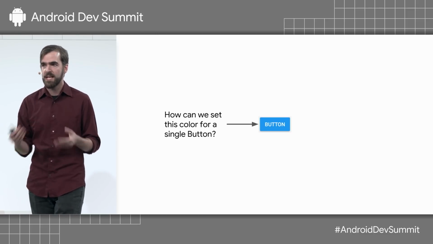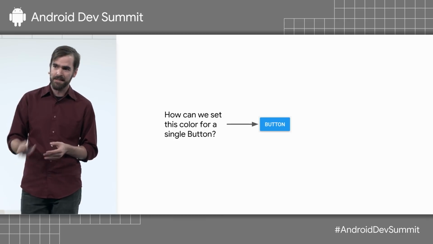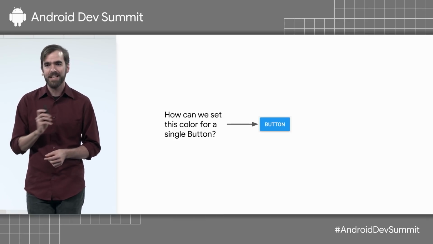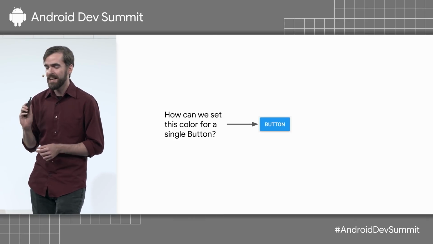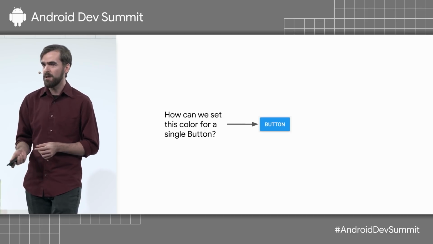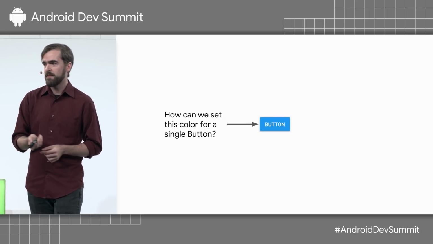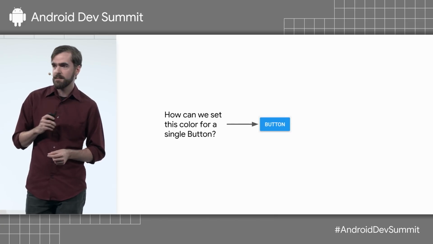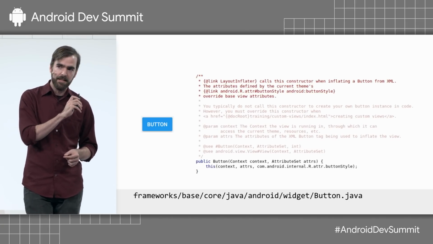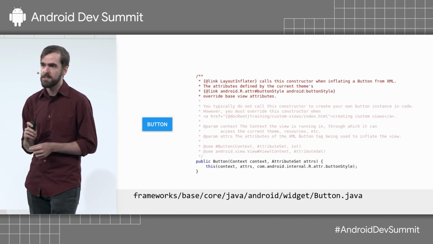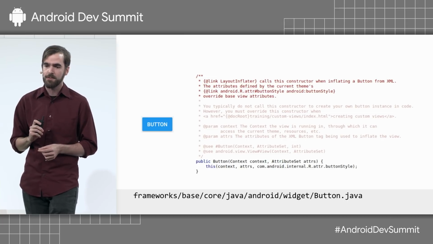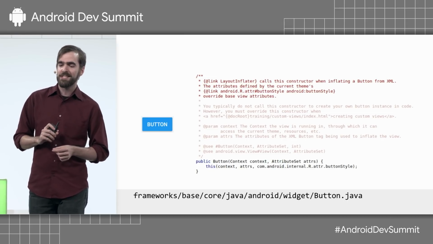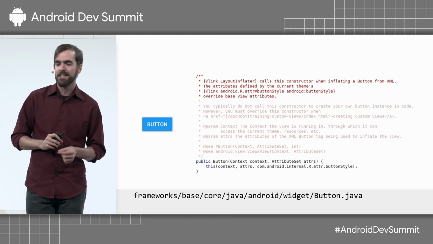So if we want to set this color for a single button, how would we do that? Well, let's dive into the way that this gets resolved at runtime. So we have a button defined in layout XML. That gets inflated in the button class. If you watch the demystifying themes and styles talk that Chris Banes and I gave 2 years ago, you have a complete understanding of how this works. If you haven't watched that, go watch it.